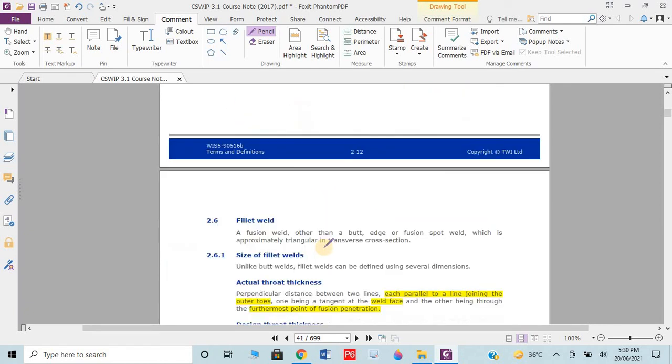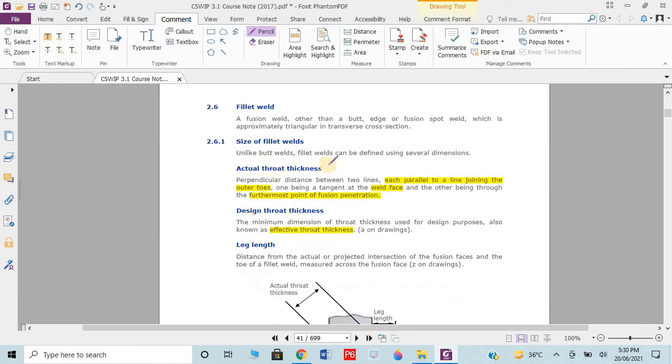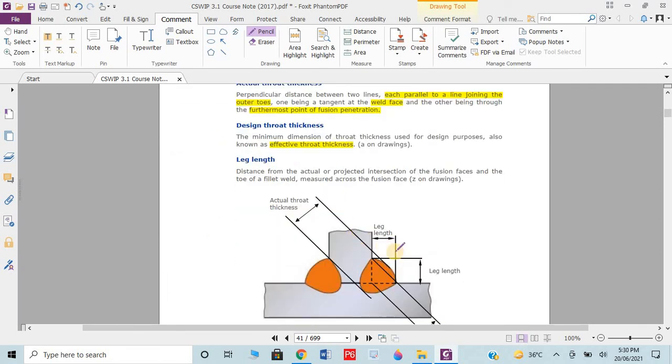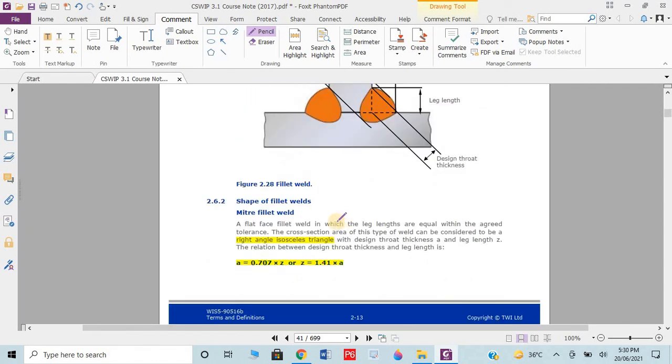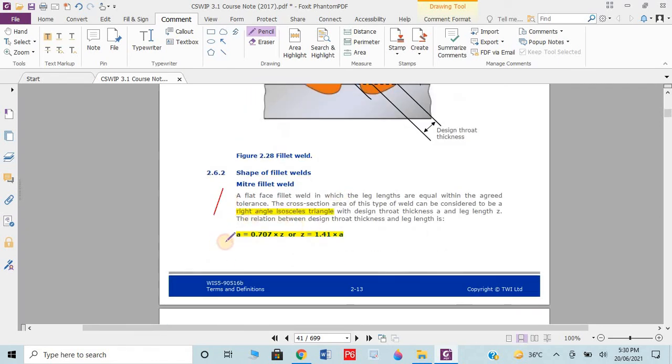Single side weld, double side weld, fillet weld, actual throat thickness, design throat thickness, I already explained to you. This is the leg length, horizontal and vertical. This is the throat thickness. This is the actual throat thickness. This is the formula. Mitre fillet weld and convex fillet weld have the same formula: 0.707, or just 0.7, times Z. Now A is the throat thickness, Z is the leg length.